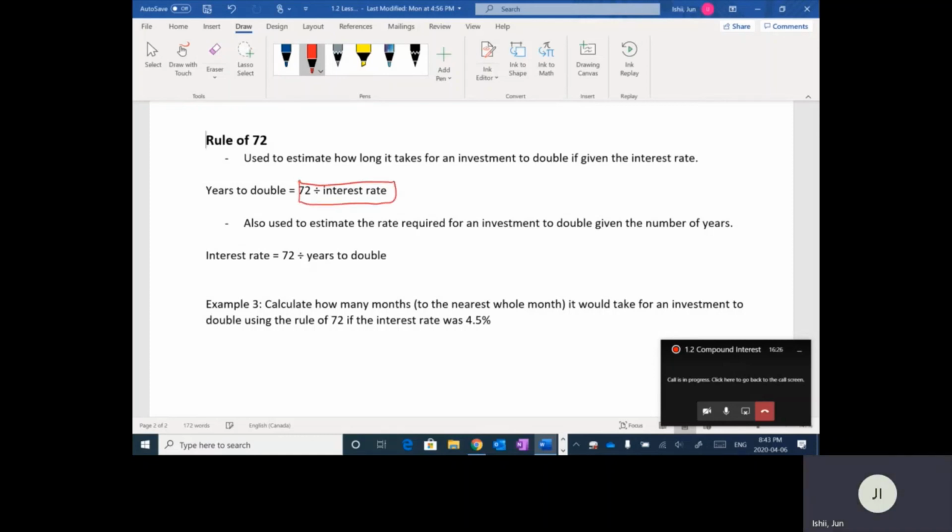Now the other thing you can use the rule of 72 for is to figure out what interest rate you need in order for an investment to double in a certain number of years. So the interest rate you need is going to equal 72 again, and again it's being divided by the years to double.